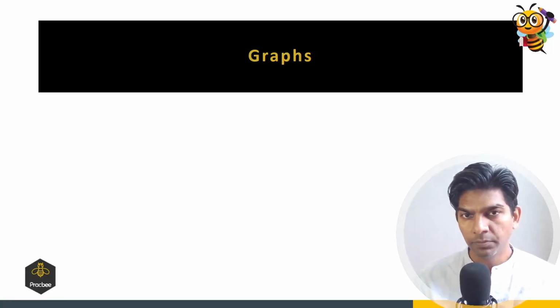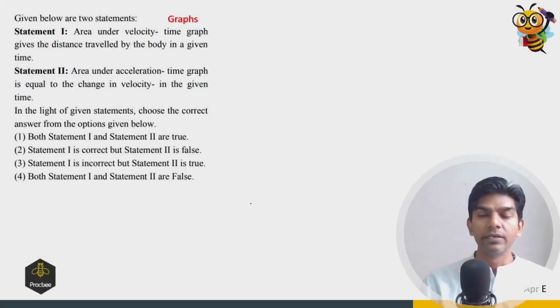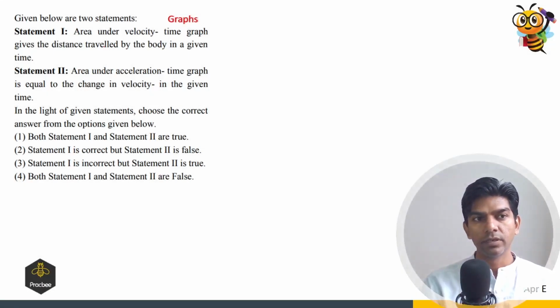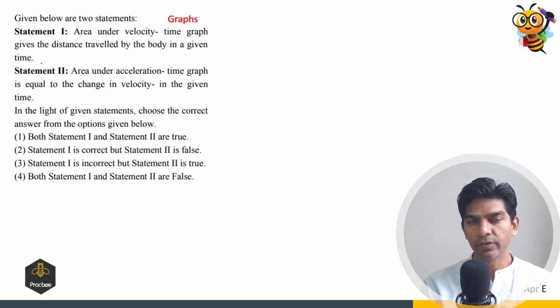Now let us see another problem type which is based on graphs. Right, so now let us see this question. Given below are two statements. Statement 1, area under velocity time graph gives the distance traveled by the body in a given time. And statement 2 is area under acceleration time graph is equal to the change in velocity in a given time. So in the light of the given statements, choose the correct answer from the options given below.